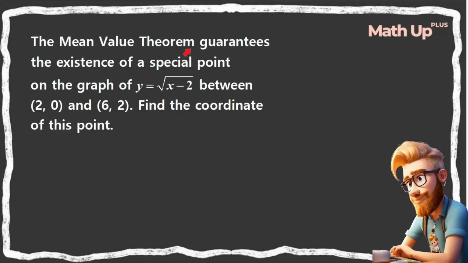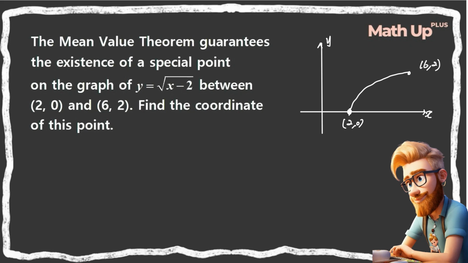The mean value theorem guarantees the existence of a special point on the graph of y between (2, 0) and (6, 2). Find the coordinate of this point. Okay, let's say we have the graph of y in the xy plane. X-axis here, y-axis here. So the graph is a radical function. It looks like that, right? This is (2, 0). This is (6, 2).